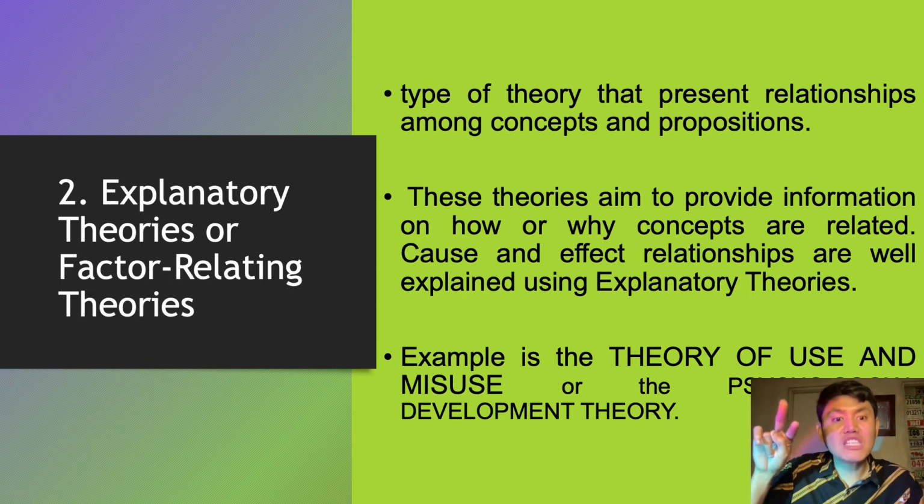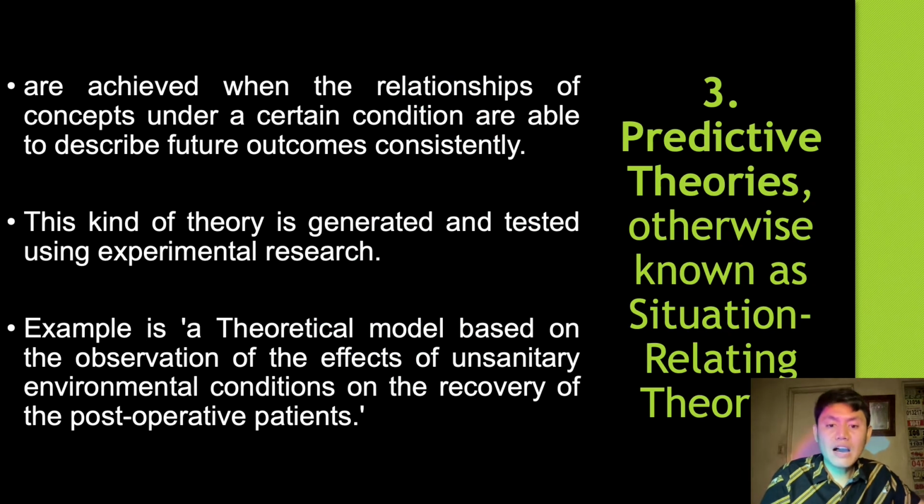They give propositions or relationships with one phenomenon or one concept to the other. Now we also have the third type of theory, which is called the predictive theory, which is also known as situation relating theory. Now, these theories are achieved when the relationships of concepts under certain conditions are able to describe future outcomes consistently. Okay? And this kind of theory is also generated and tested using experimental research.